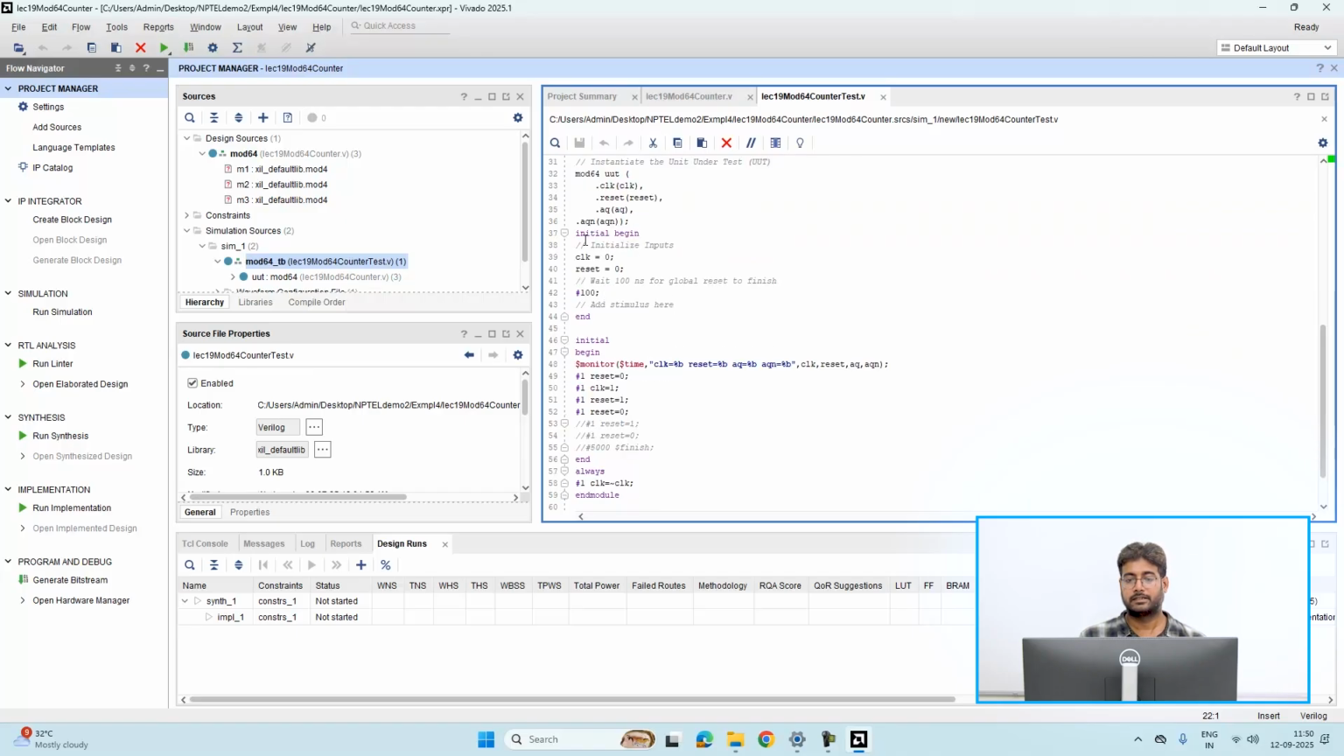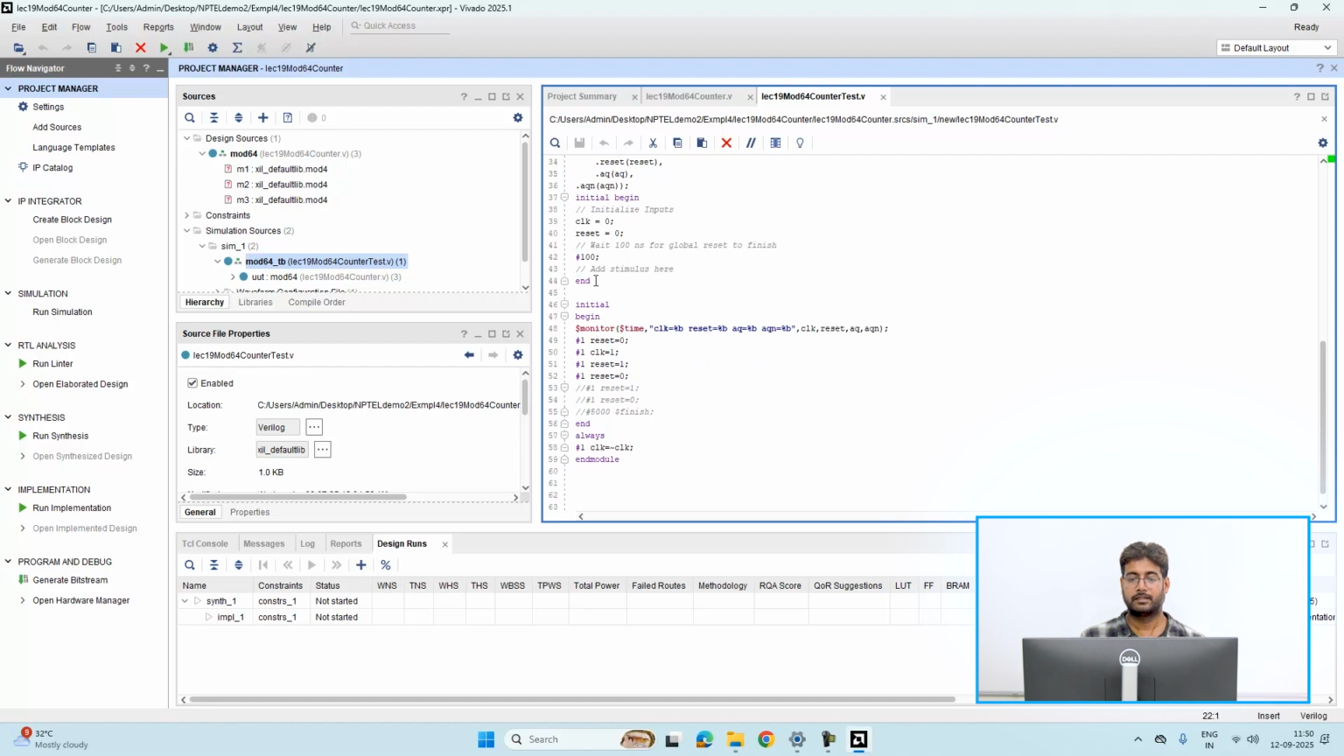Initialize, then we will initialize the inputs as clock equal to 0, reset equal to 0. They will be put in a begin-end block. We will give a 100 nanosecond global reset time. Then we will put stimulus here. Again, in an initial begin-end block, first of all, we will put a monitor command.